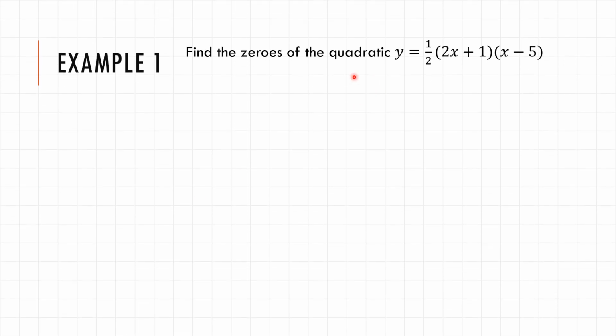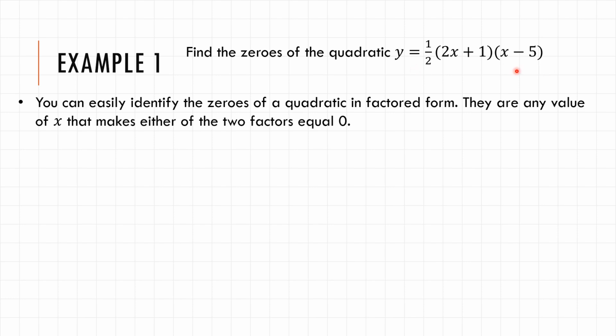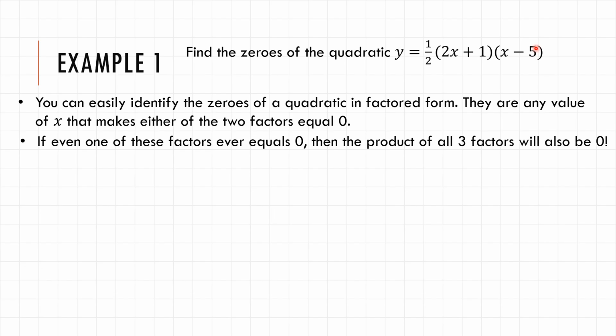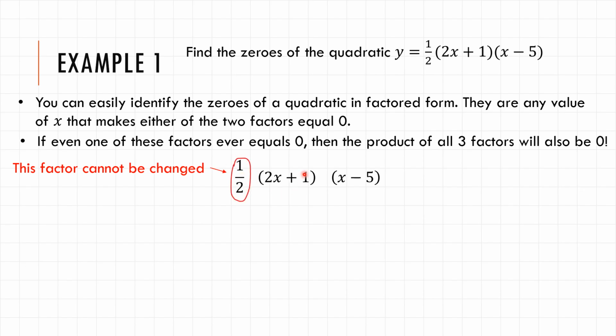In this example, we're going to find the zeros of this quadratic. One thing is, it's really easy to identify the zeros because this is in factored form. It's any value of x that makes either this equal 0 or this equal 0. And if any one of these equals 0, then obviously the product of all three will equal 0 as well. So this is our quadratic. Let's look at 1 over 2. We can't change it no matter what x is.